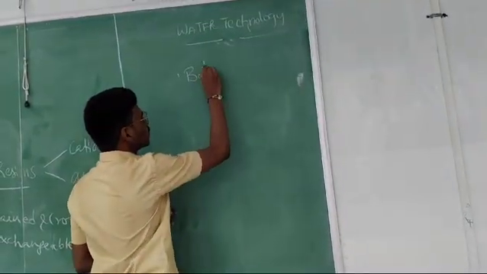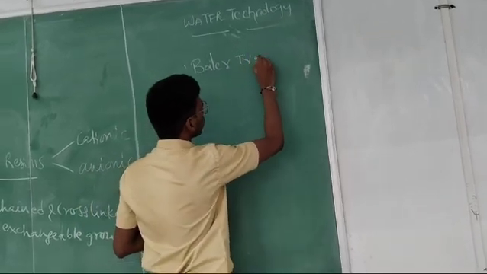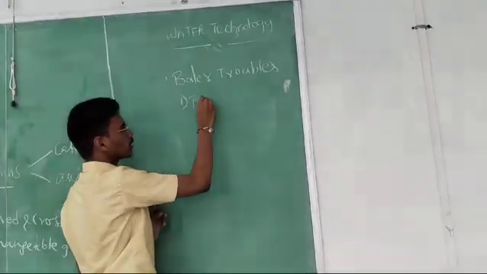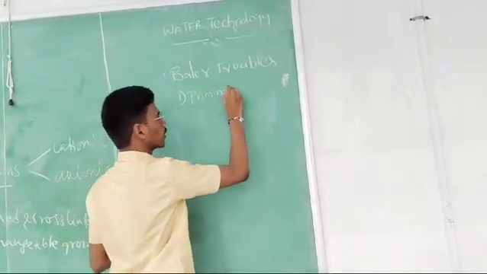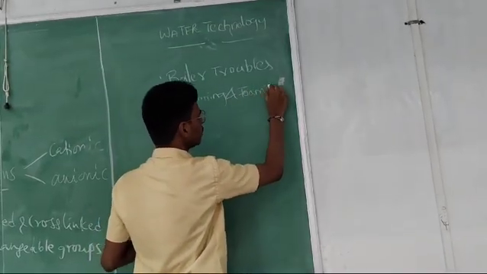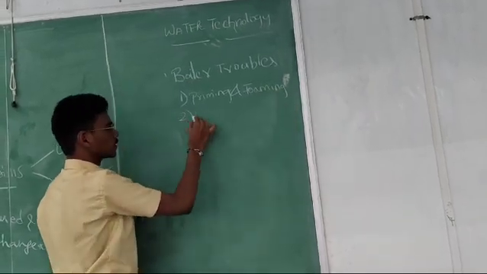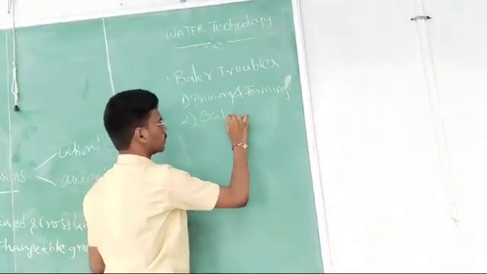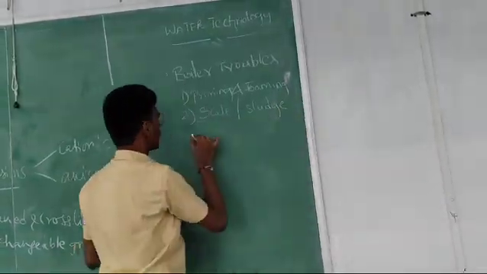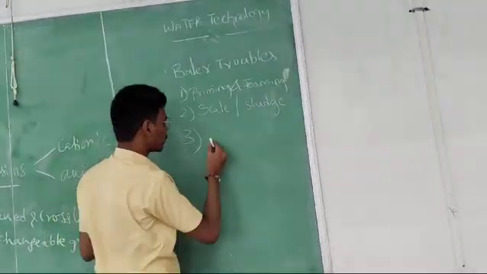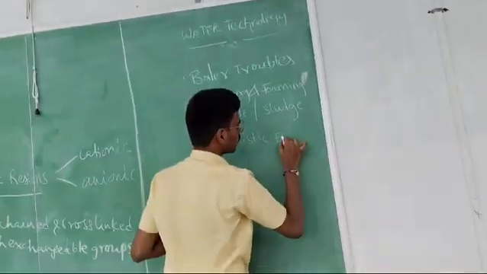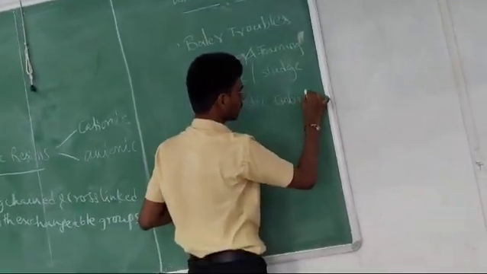Boiler troubles are of three types. The first one is priming and foaming, the second one is scale or sludge, and the third one is caustic embrittlement. These are the main boiler troubles for the industry.